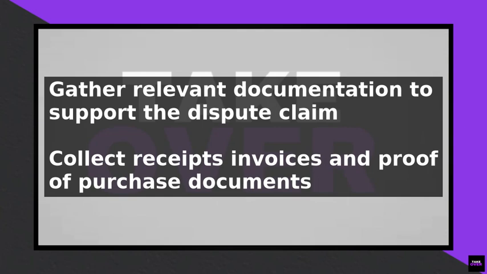Now, contact Chime customer support to initiate the dispute process. You can reach them through the Chime mobile app, by phone, or by email. When you speak with a representative, clearly explain the issue with the transaction and provide the documentation you have gathered.